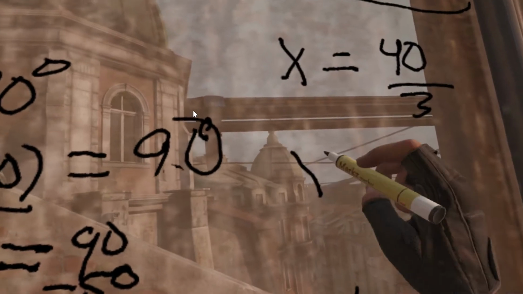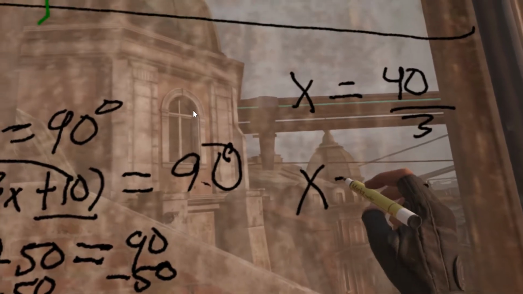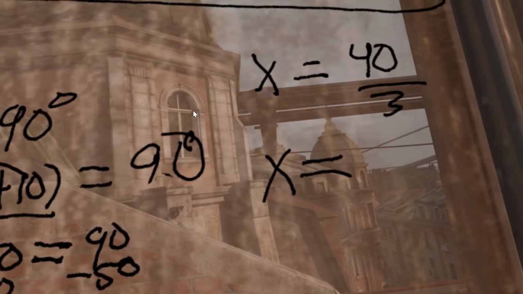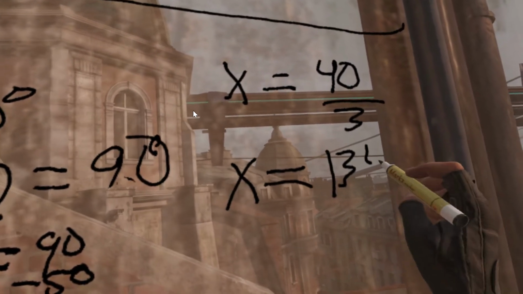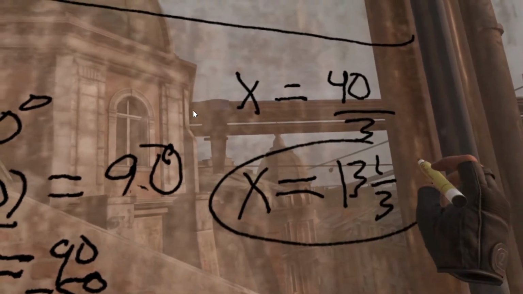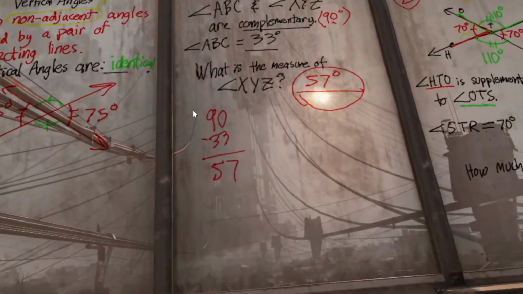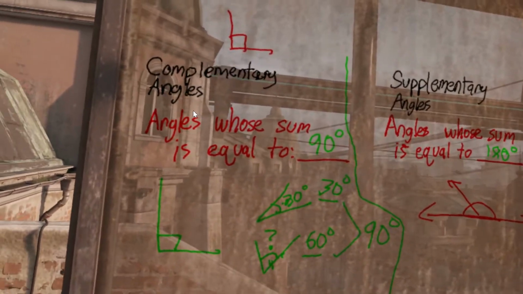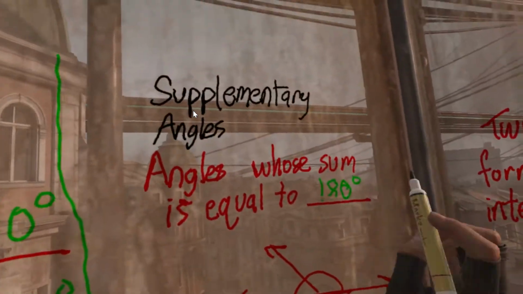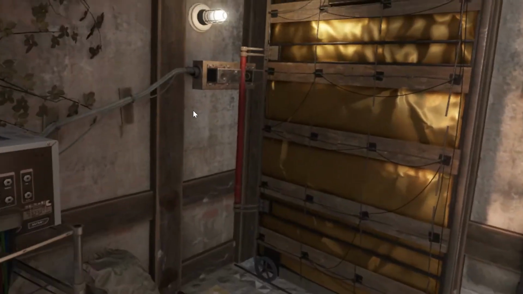Best case, you could write it as a mixed number, which you would get by dividing 40 by 3: 9, 10, 11, 12, 13, and 1/3. So I know that X is 13 and 1/3, assuming I did that math right. Okay, thanks for watching this video. Hopefully you know what complementary angles are, supplementary angles, and vertical angles. Now, I will continue downstairs with some bonus content.